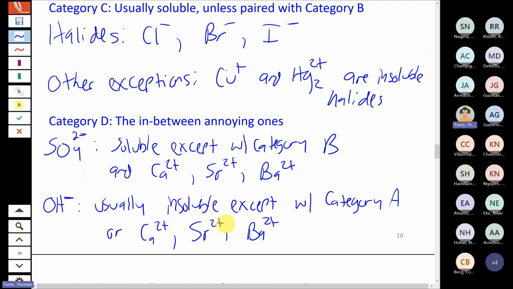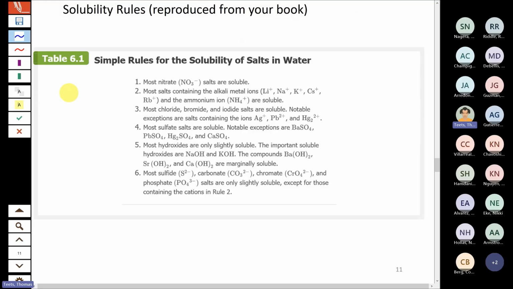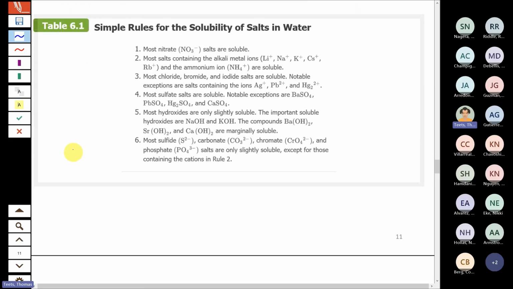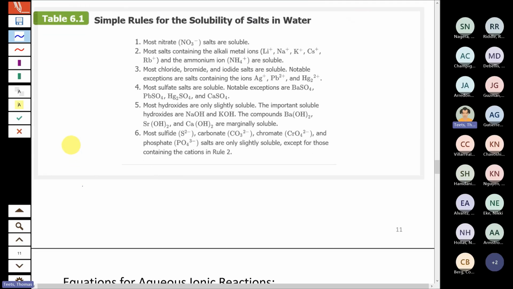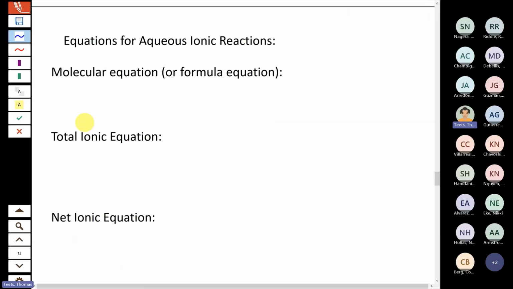So here, just in case you don't have it or want to compare more easily, are the rules from the book. Again, they break it down into 6 rules, and it's not very systematic in my opinion, so that's why I did it the way that I did. Okay, so you have to learn those rules to be able to do this part of the course. That's just the reality.